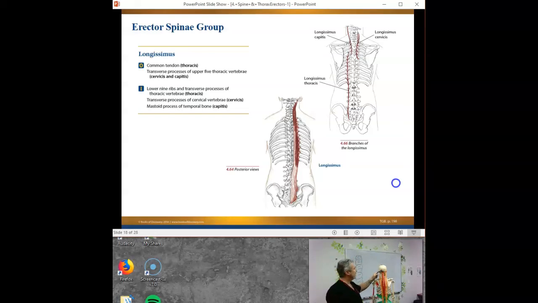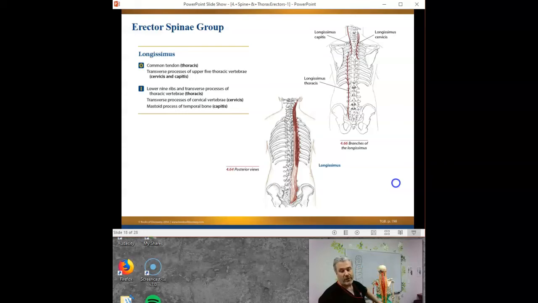The longissimus actually attaches back here. So that means the whole head and spine can be pulled back from the longissimus, but it also means the head kind of pulls against the back too. So anyway, the longissimus attaches to the mastoid process of the temporal bone and the transverse processes of the back.